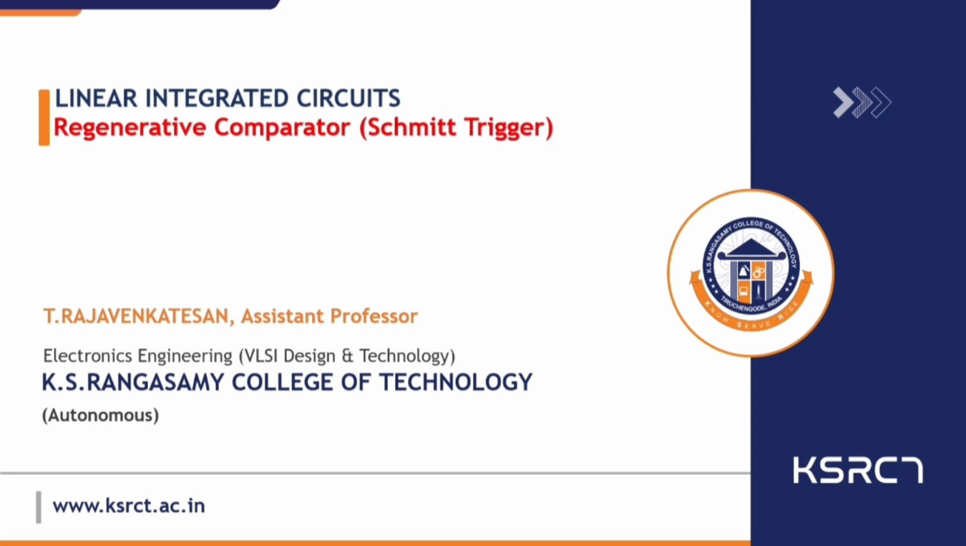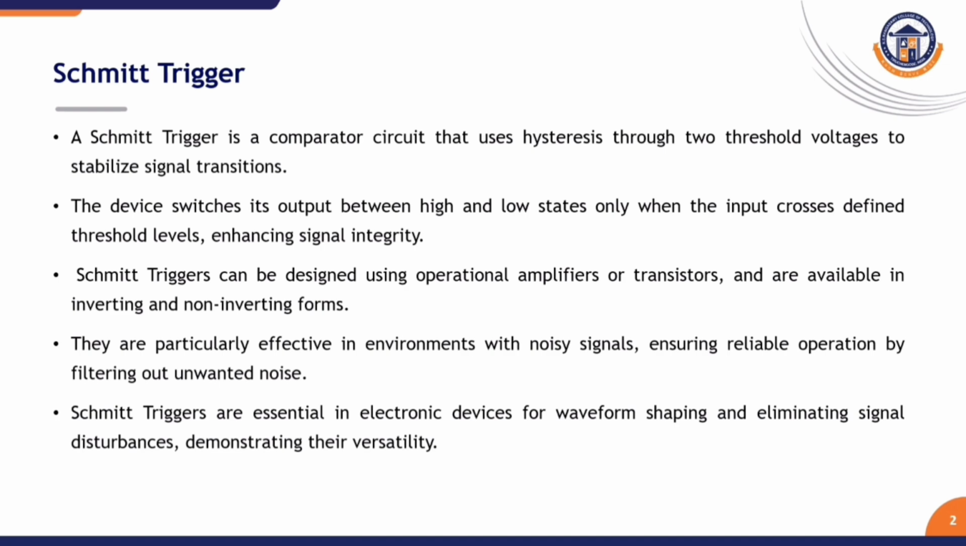Before understanding the Schmitt trigger, let us first recall a normal comparator. A basic comparator compares the input voltage with a single reference voltage. If the input is greater, the output is high. If the input is lower, the output is low. But the problem arises when the input signal contains noise. Due to noise, the input may cross the reference level multiple times and the output keeps switching rapidly. This causes false triggering and unstable output. So a normal comparator is not reliable in noisy environments.